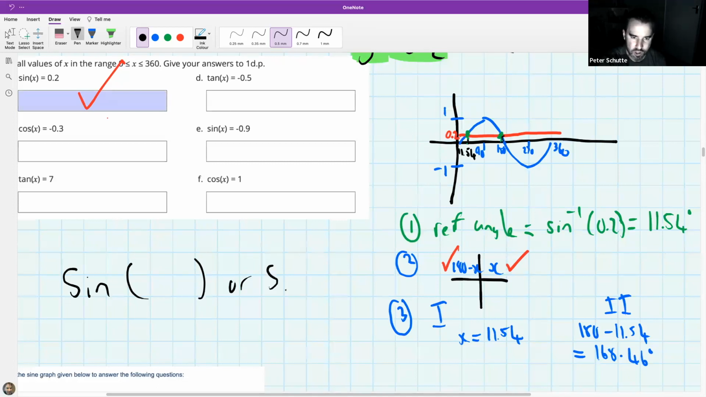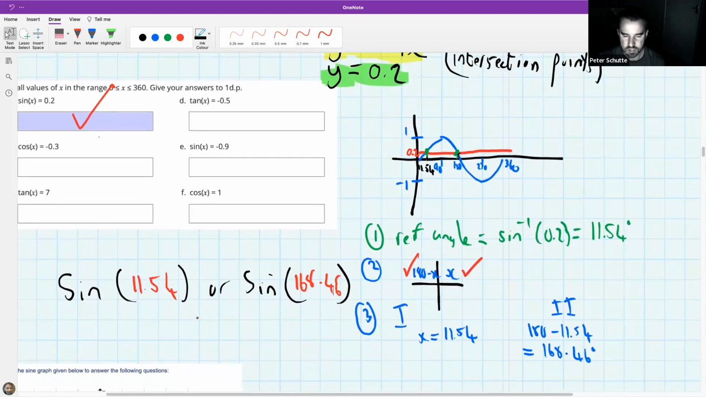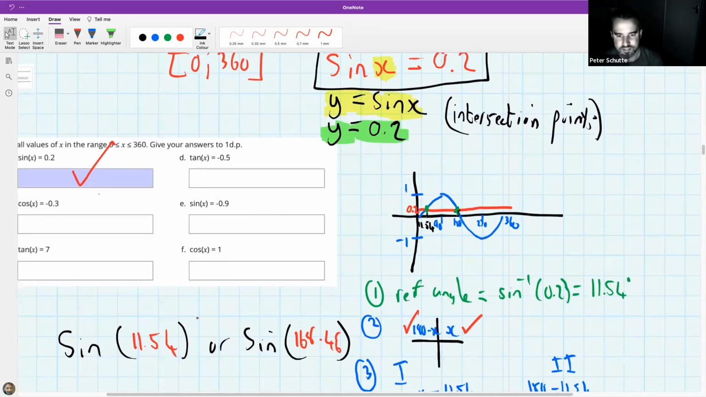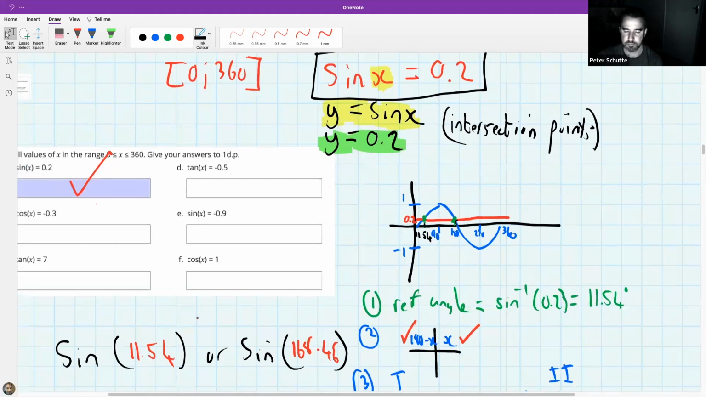Now, if I've told you the whole truth, when you type in your calculator the sine of 11.54 or the sine of 168.46, I should get the value 0.2. If I don't get close to 0.2, this method doesn't work. So can you please all put in your calculator the sine of 11.54 and the sine of 168.46. If you get 0.2, or if you get close to 0.2, give me a thumbs up. If you're getting something different and you're not getting an answer to the equation, give me a thumbs down.